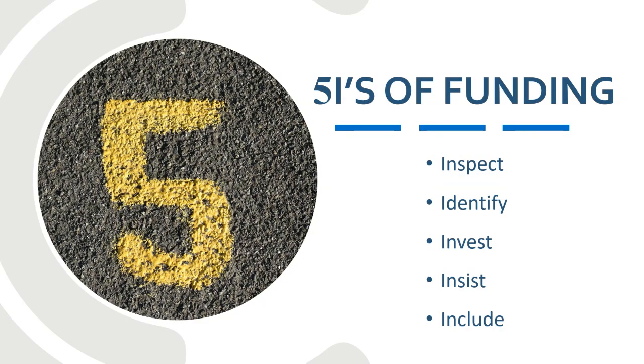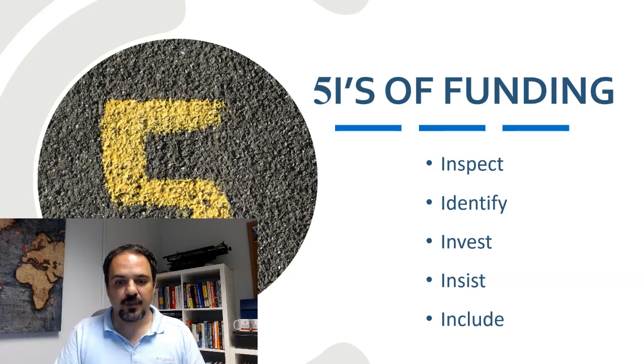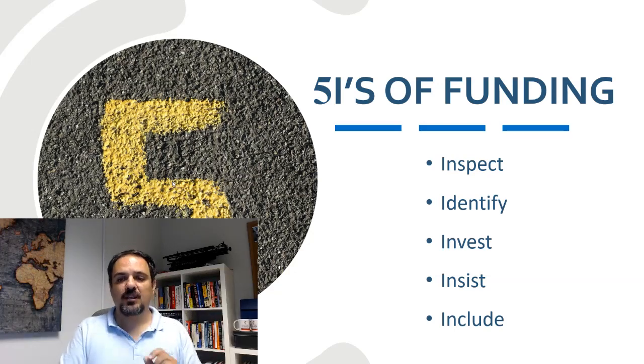So today I'm going to introduce a very simple 5 I's framework or a model to manage your funding structure in your nonprofit organization. It can also be used for funding diversification or building a resilient, diversified funding structure in your nonprofit. So let me quickly jump to the 5 I's of funding. All of them start with I, and they are inspect, identify, invest, insist, and include.